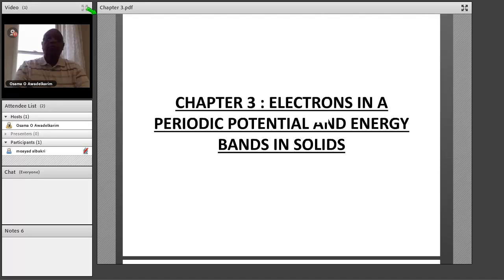Today we start on chapter 3, which deals with electrons in a periodic potential. And electrons in a periodic potential tells us or describes to us what happens in a single crystalline solid. So that automatically takes us to the concept of energy bands in solids.